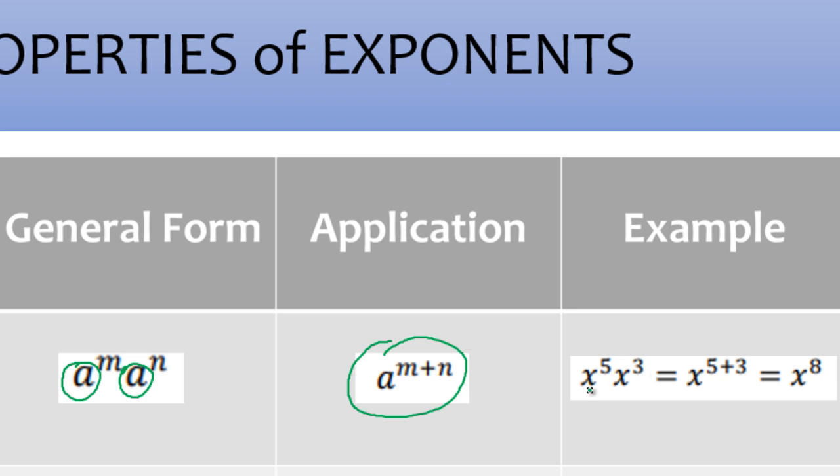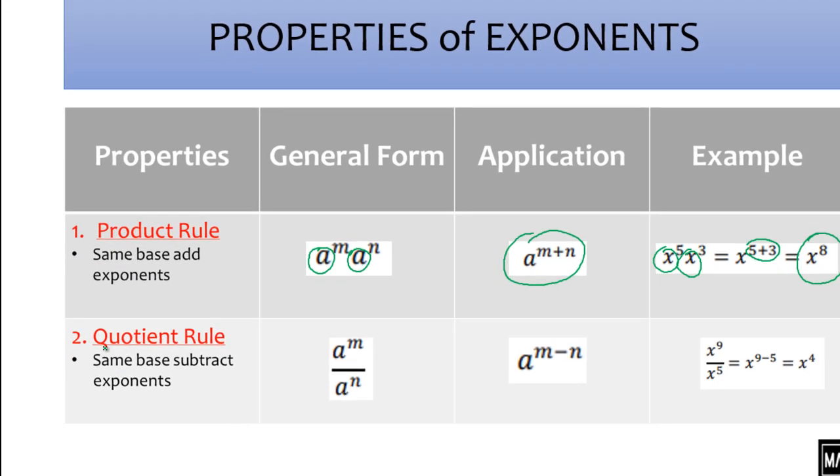And we have here one example wherein you have x as your base, the one x is raised to 5, and the other x is raised to 3, and therefore they have the same base. We have to add their exponents, and it will give us an answer of x raised to 8, or x to the 8th power. Now number 2, we have what we call quotient rule.